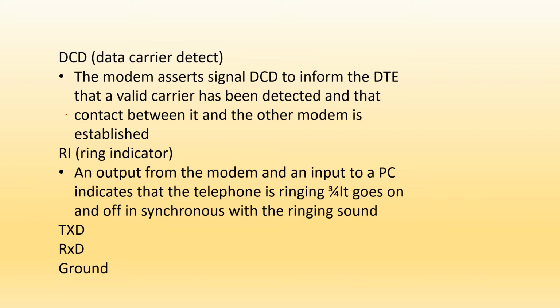So the other three pins, as you know, to connect between the DTE and DCE, we require the TXD, that is the transmit data line, and the RXD, receive data line, and the ground. These three are essential to make the connection between the DTE and the DCE. The other six pins are for the handshaking signals, which ensure efficient, reliable data transfer between the DTE and the DCE.